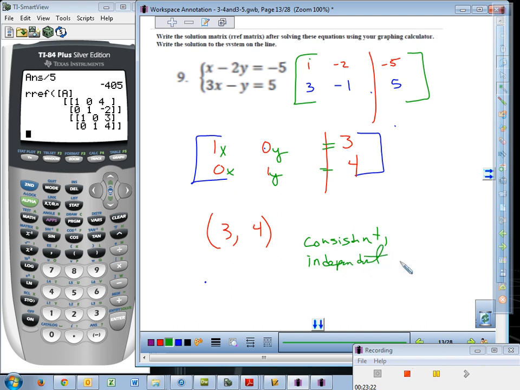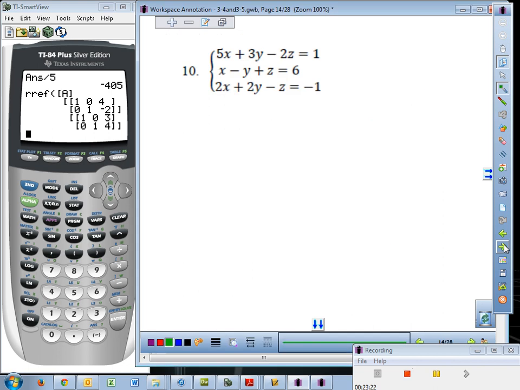And can you imagine if I gave you a sheet of like 30 systems to solve? It would take you 5 minutes with this, because you've got it all programmed in. All you got to do is go back and change those coefficients and then hit enter. Change those and hit enter. That's how great this will be. So let's do another one.